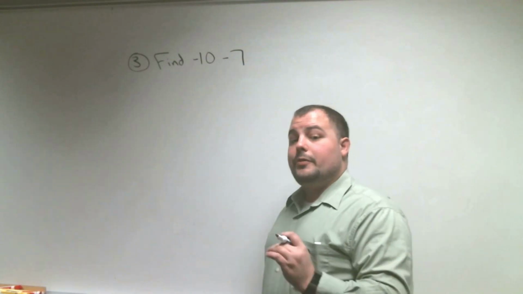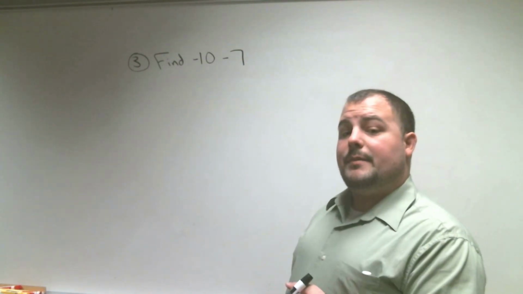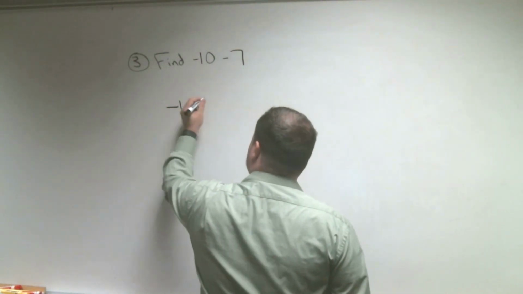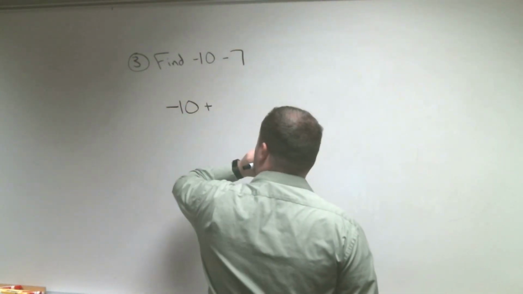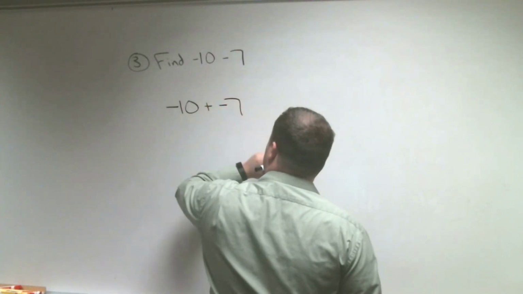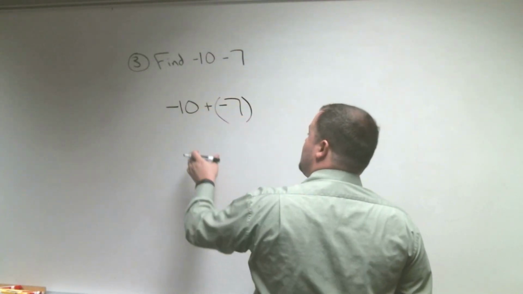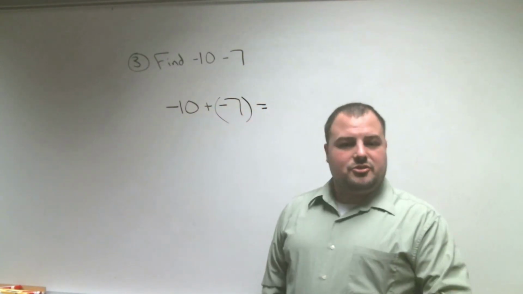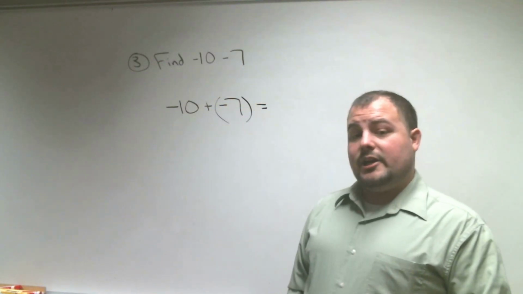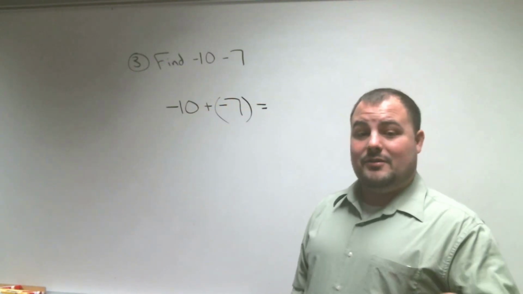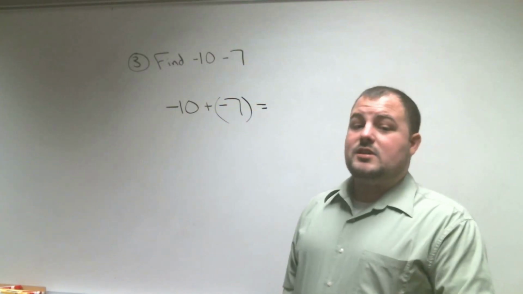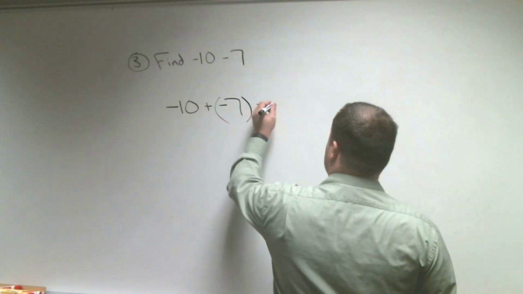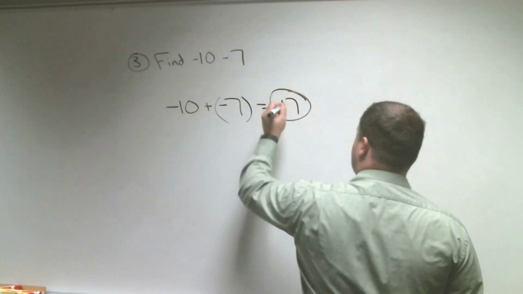All right. In example 3, we're going to find negative 10 minus 7. So we're going to do the same method. We start with negative 10. We're going to change subtraction to addition, and then we're going to add the opposite of the number at the end. So this is negative 10 plus negative 7. And I know that whenever I add two numbers that have the same sign, all I do is add them, because it's going to become bigger of whatever type of number that is. So if I add two negatives, it's a bigger negative. If I add two positives, it's a bigger positive. So negative 10 plus negative 7 is negative 17.